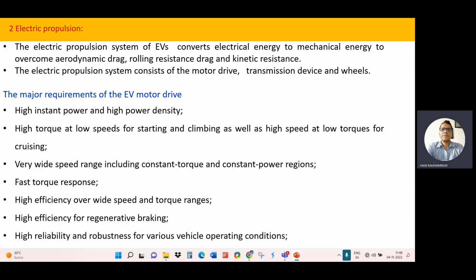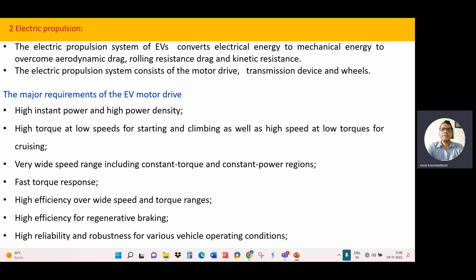Fast torque response, so it should quickly give the required torque. Suppose a torque is suddenly required, such as when you have to overtake a vehicle, then suddenly you require a torque as well as the speed has to be increased. So in that case, it should have a quick response.